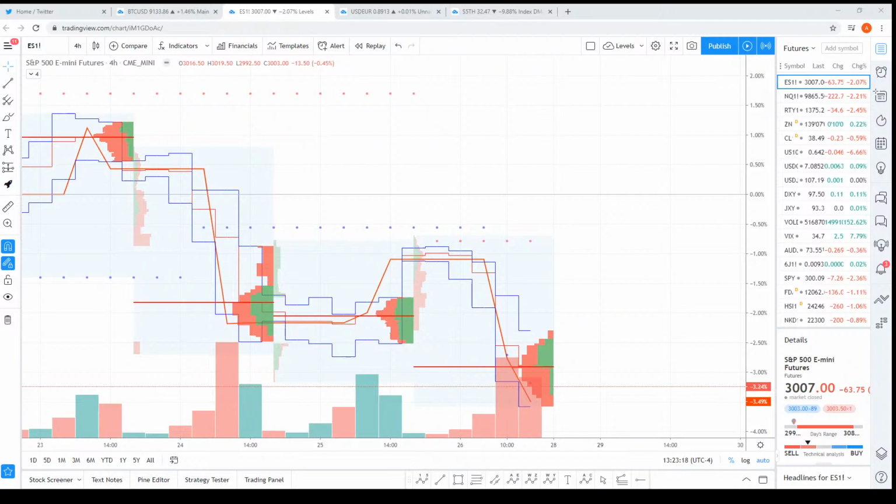If anything, you want to track commercials. They seem to always be on the right side of the trades. But funds tend to lose a lot.